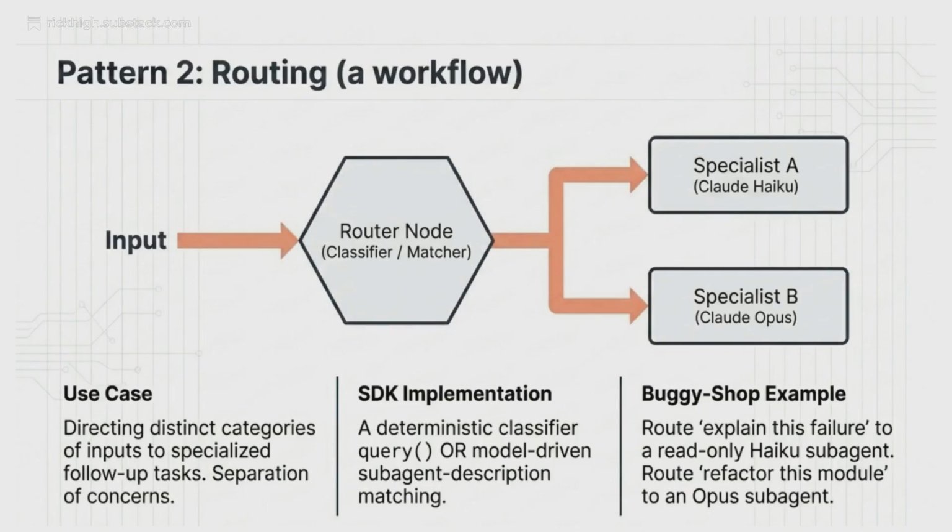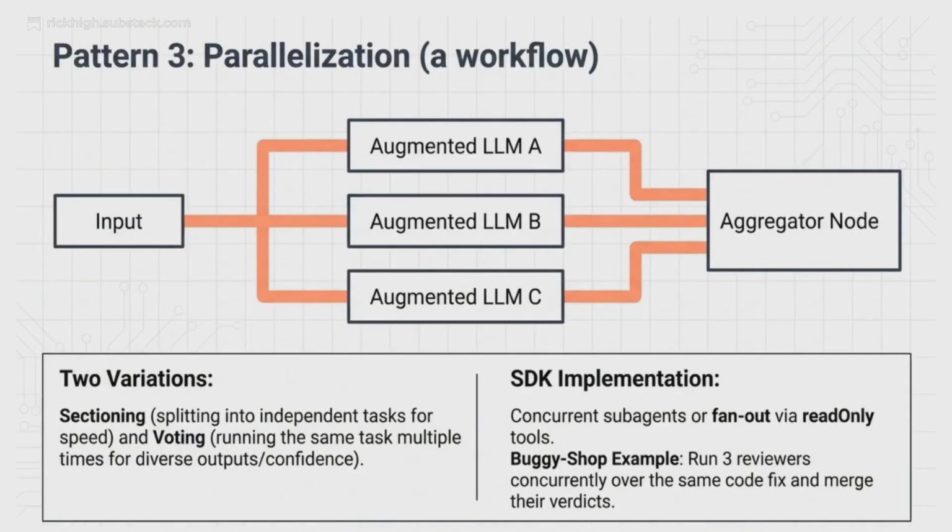Pattern 3, parallelization. LLMs can sometimes work simultaneously on a task and have their outputs aggregated programmatically. It comes in 2 variations. Sectioning splits a task into independent subtasks run at once. Voting runs the same task several times for diverse outputs and higher confidence. Use it when the divided subtasks can be parallelized for speed or when multiple perspectives or attempts are needed for higher confidence.